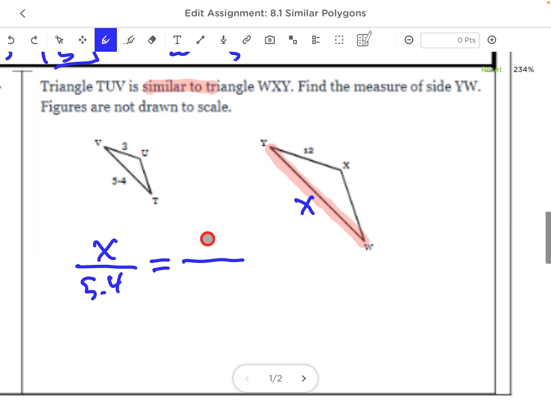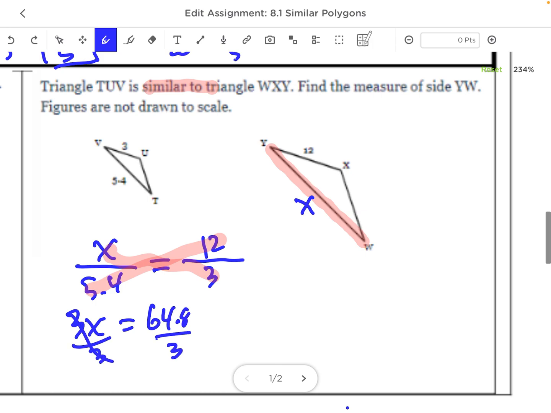What would go on top over here? Well, since I started with the x, I'm going to start with the 12, right? And then the 3. Okay, so now let me just cross multiply. 3 times x gives me 3x. Then I'm going to say 12 times 5.4. If I put that in the calculator, that's going to give me 64.8. Then I just divide by 3, divide by 3. X equals 21.6. And that's my answer.